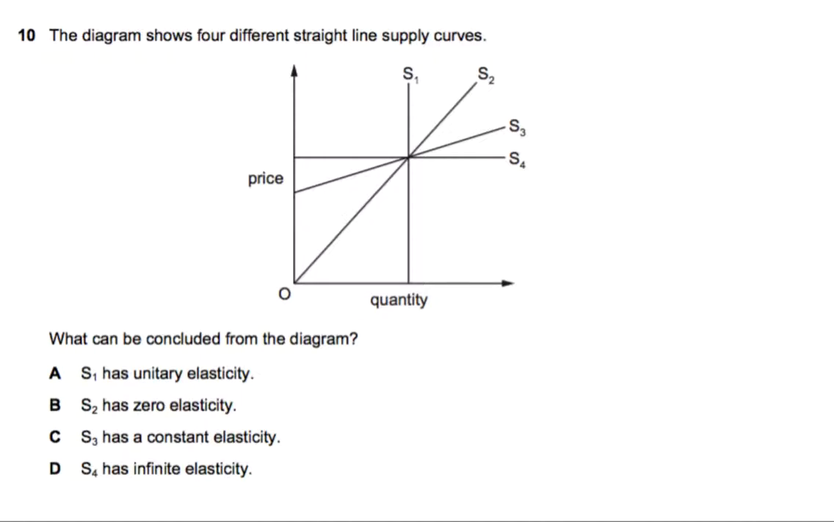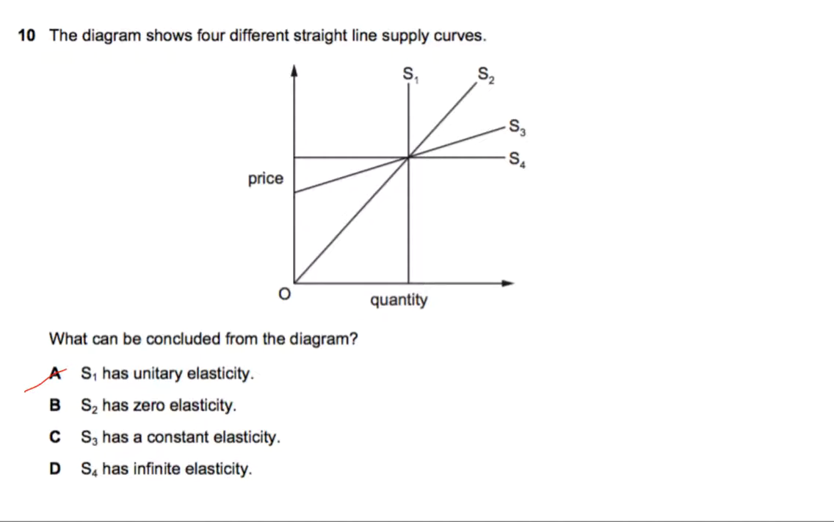Now let's look at these options. Option number A is that S1 has unitary elasticity. Unitary elasticity would mean that the percentage change in the price would be the same as the percentage change in the quantity supplied. But if you look at S1, whatever the change in price, the quantity actually stays the same. So the percentage change in quantity is always zero, and the percentage change in price can be in any range. So this is not the definition of unitary elasticity, because in that the percentage change in price has to be equal to the percentage change in the quantity supplied, which we know is not the case here. So that means that we can rule out option number A.